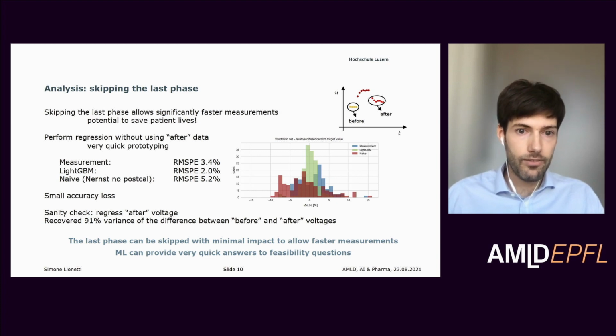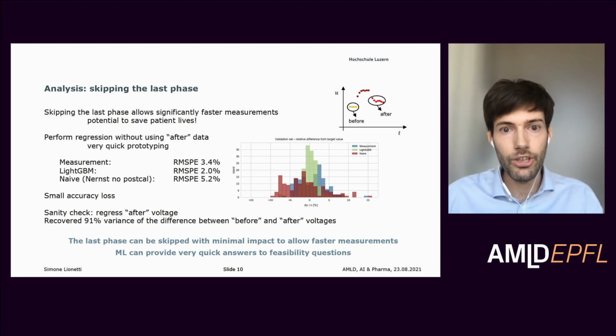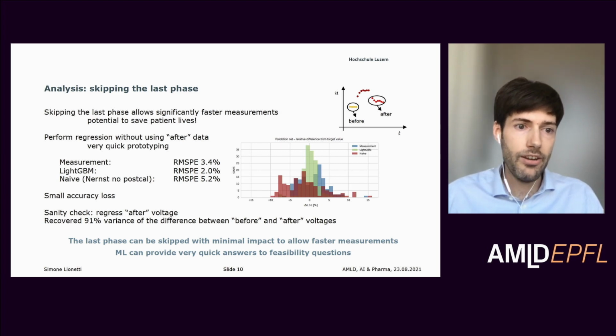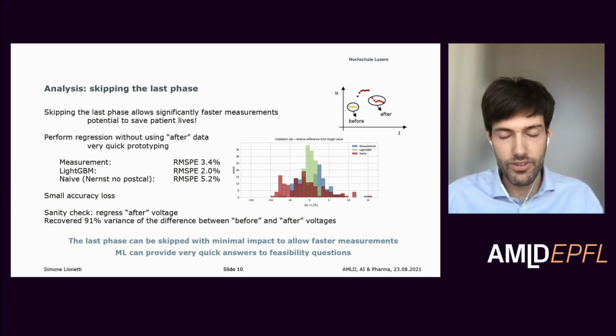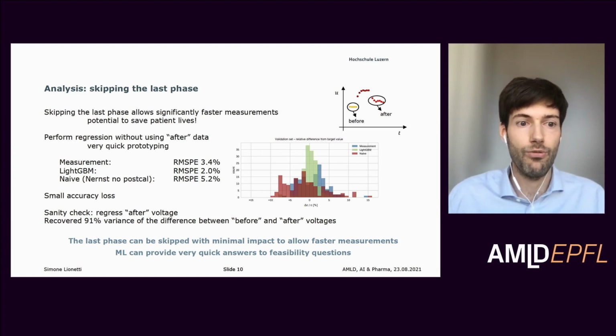So here again, you have a histogram of the results, where in blue you have, as usual, the measurement of the standard procedure, including the data from after the sample. Then in red, you have the result of using the Nernst equation, so the standard procedure without actually using for U0 also the value from after the measurement. And in green, you have the result that we obtained if we take this naive procedure and we add our LightGBM regression on top of it.